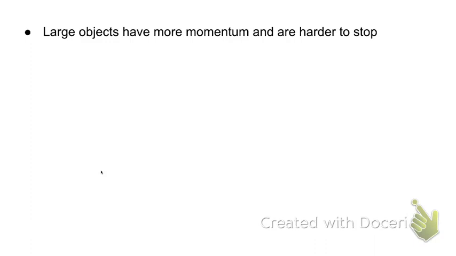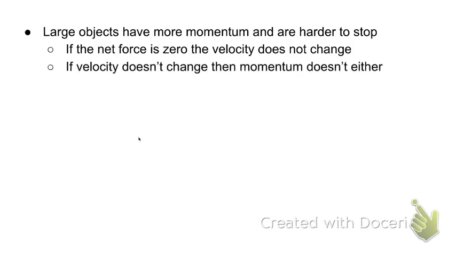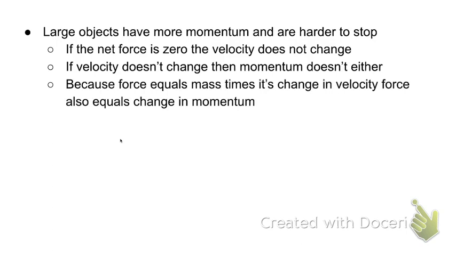Large objects, because they have more mass, are going to have more momentum and therefore are going to be harder to stop. If the net force on an object is 0, then the velocity does not change. And if the velocity doesn't change, then the momentum of an object doesn't change either. Because force equals mass times its change in velocity, force also equals changes in momentum.